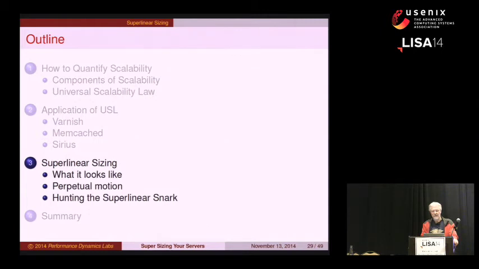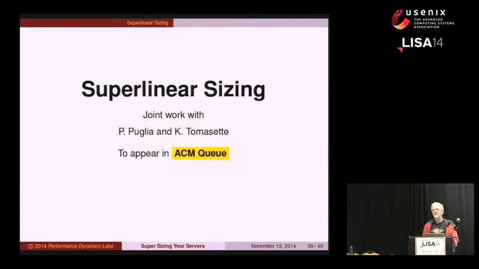All right, so let's get to the main topic, which is superlinear sizing. This is work which I've been doing with a couple of colleagues of mine and will appear in ACMQ, so keep your eyes open for that. I don't have time to go into all the details, so I'm just going to give you the quick tour of how this goes.